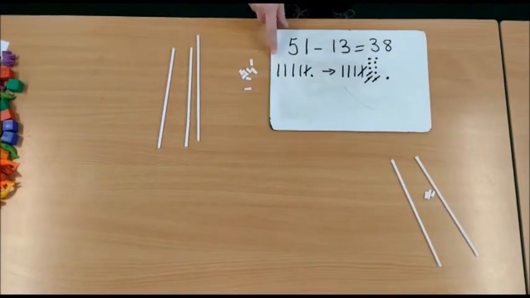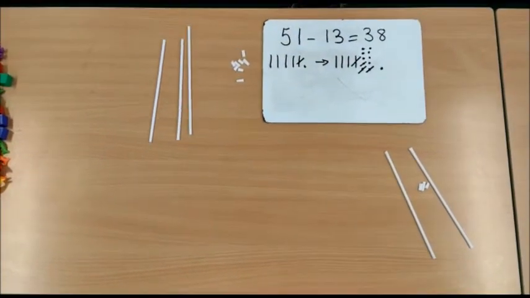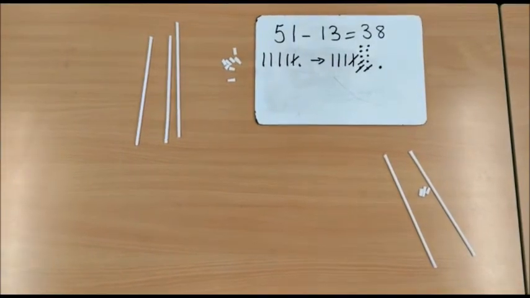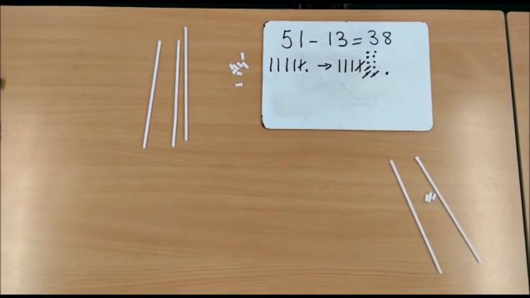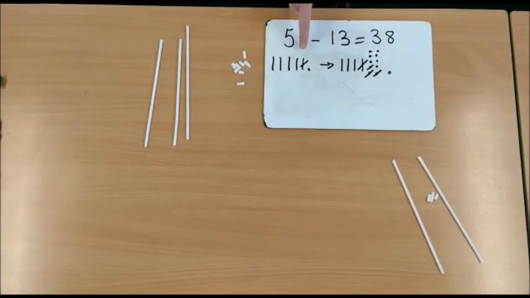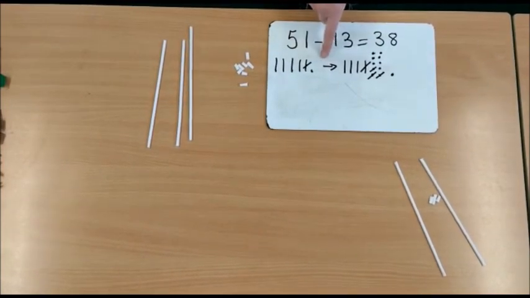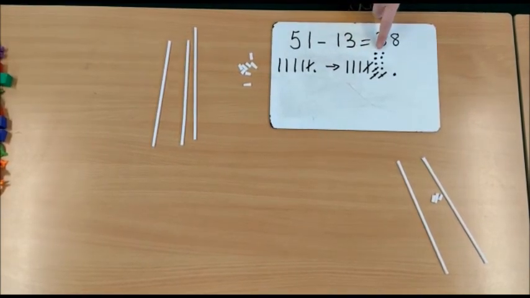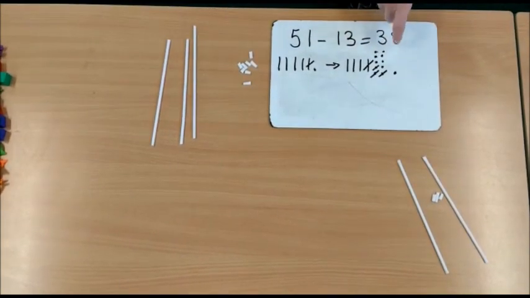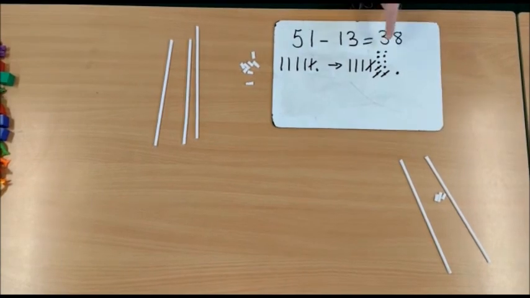I've also represented this pictorially, which is what children will move onto when they're confident using the deans. So I've represented the 51. I can see that I need to exchange a 10. So I've done an arrow and I've drawn 51 again. This time my 10 has been broken up into 10 ones, and now I can subtract my 13.